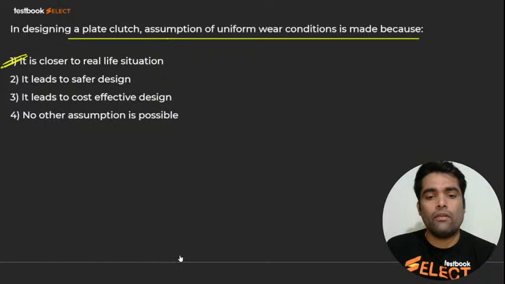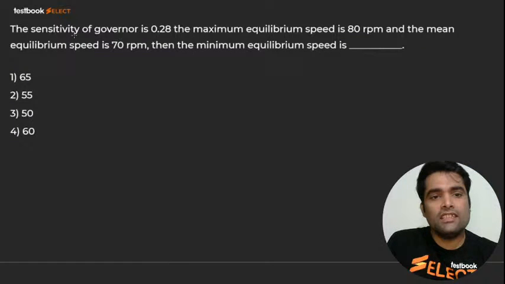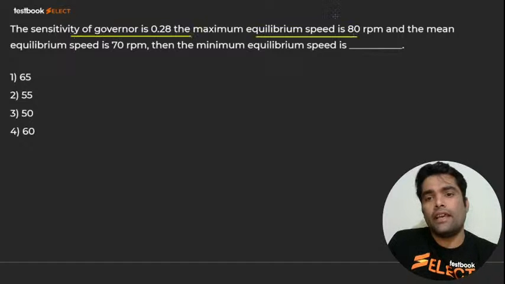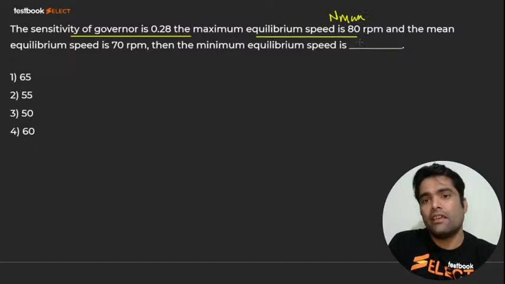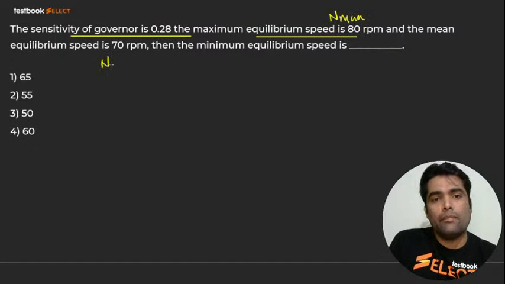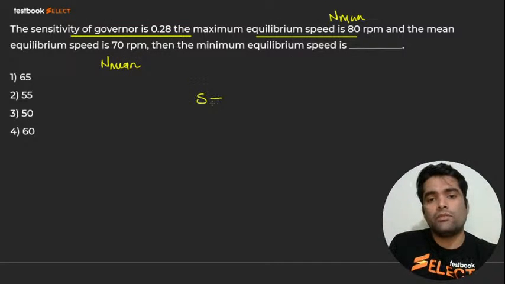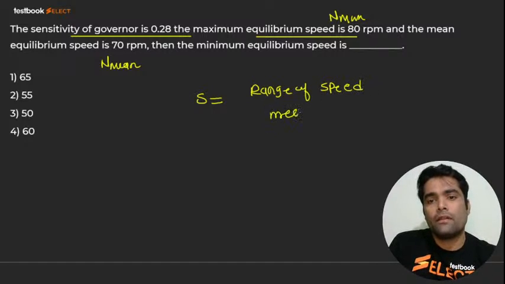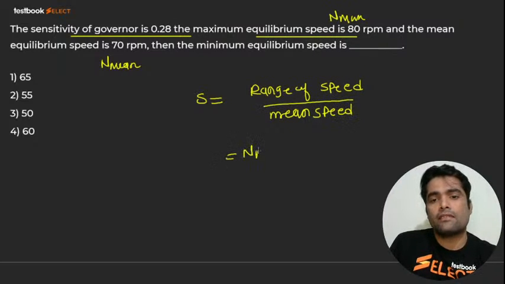We'll go for next. Sensitivity of governor is 0.28. Maximum equilibrium speed, that is N max, is given 80, and the mean, that is N mean, is what, my dear? 70 rpm, the minimum. You know that sensitivity is equal to what, my dear? Range of speed divided by what, my dear? Mean speed, right? A range of speed is nothing but N max minus what, my dear? N min. Minimum, not mean.